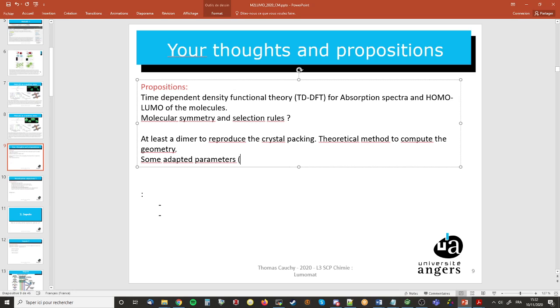And then afterwards we send the TDDFT calculation to have access to the absorption spectra of the molecule, and also then to the emission spectra. So I've launched the stream, by the way, and I tried to write what you were saying to me, and I hope I didn't miss too much information.